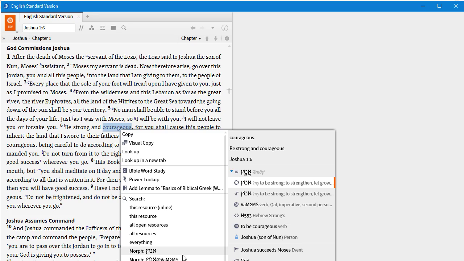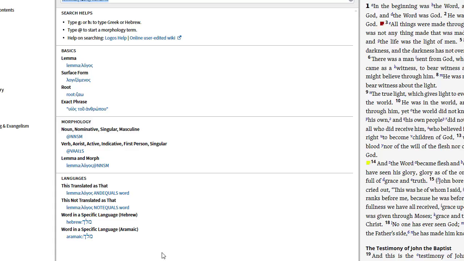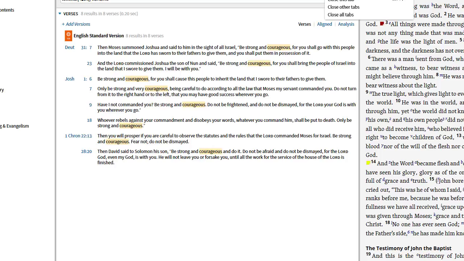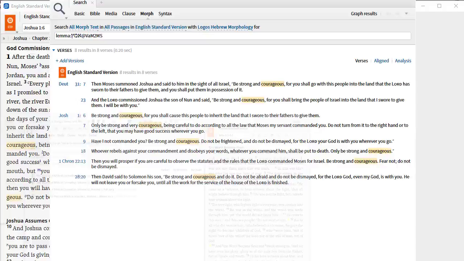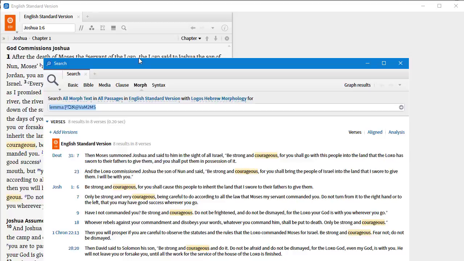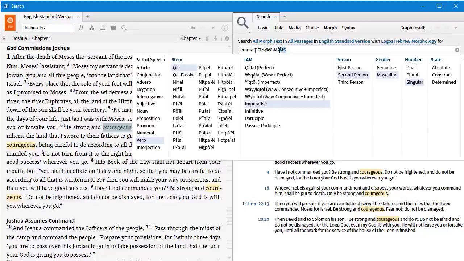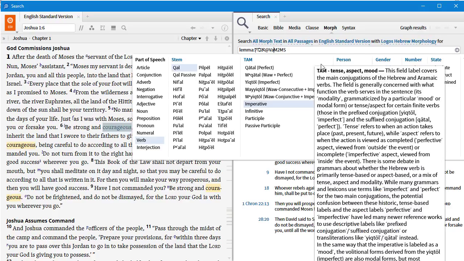And you see there are two options here for the morph search. One with just the lemma, and then one with some morphological text with it. We're going to use that one. And here I'm going to recenter. Now, what's going on right now is that we're searching for the word in exactly the same morphology as the occurrence in Joshua 1:6, and you can see that part of speech, stem, person, gender, number are all labeled here.